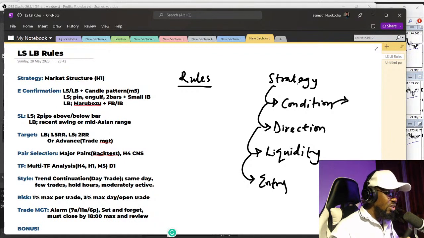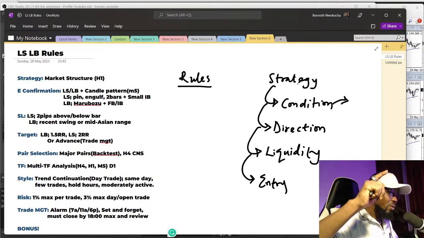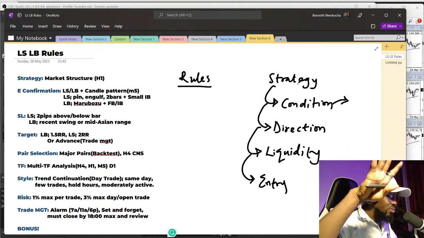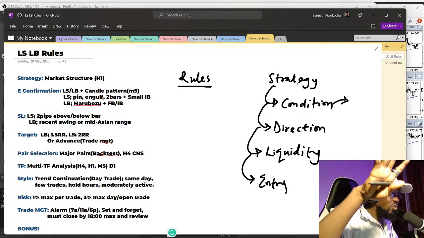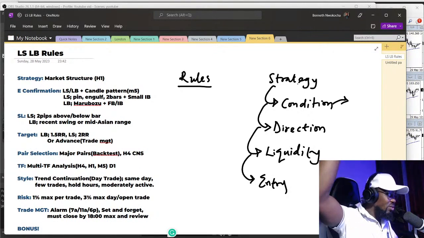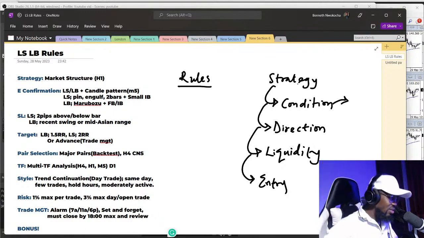After the accumulation, you have the spring, which is the liquidity sweep. After the spring, you have the markup. The market starts to go up, and when it gets to a certain height, it eases out. That's the distribution phase. And then you have the upthrust, which is another liquidity sweep at the top. And then there's a markdown.